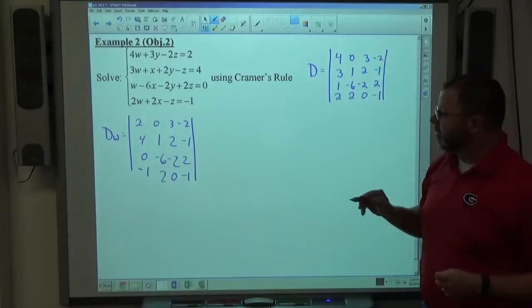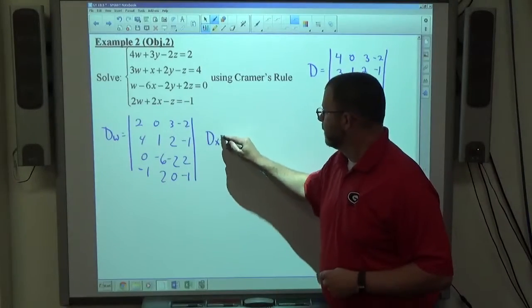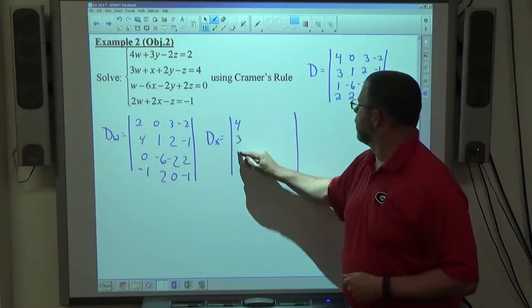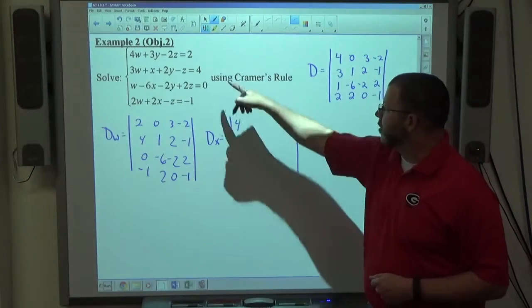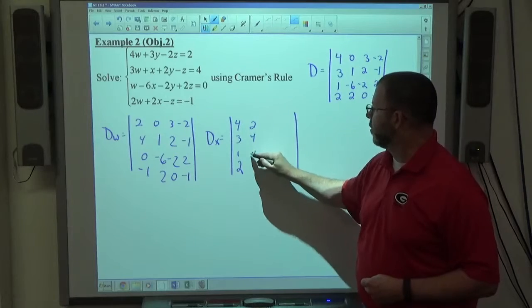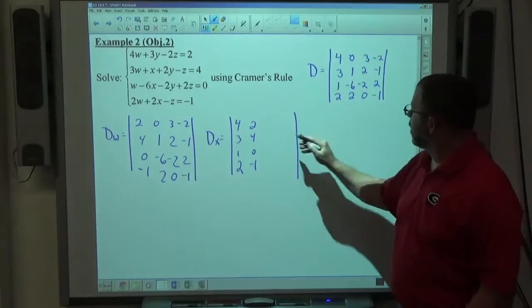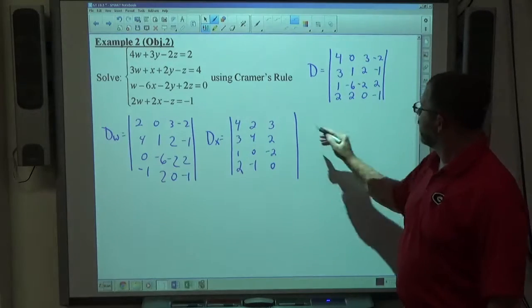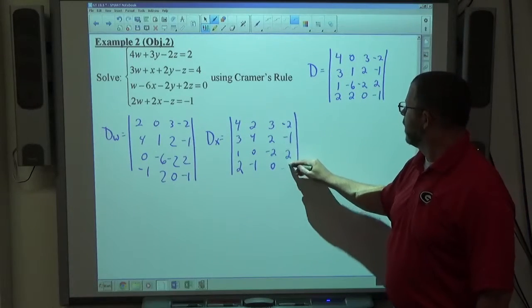Then I want to make an x matrix. That means that the w column stays the same, 4, 3, 1, 2. The x column switches to these numbers, which is 2, 4, 0, negative 1. The y column stays what it was, 3, 2, negative 2, 0. And the z column stays negative 2, negative 1, 2, negative 1.